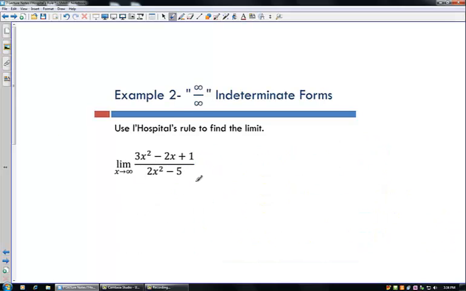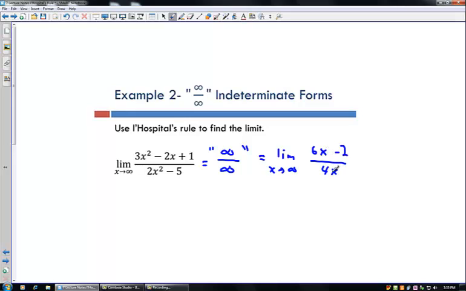Okay, let's look at one where we get infinity over infinity out. So notice if I plug in infinity here, I'm going to get 3 times infinity squared minus 2 times infinity plus infinity, which is just infinity on top. And you're also going to get 2 times infinity squared minus 5 here, which is also infinity on the bottom. And then L'Hopital says that I can simply set this equal to the limit as x goes to infinity of the derivative of the top, which is 6x minus 2, divided by the derivative of the bottom, which is 4x.